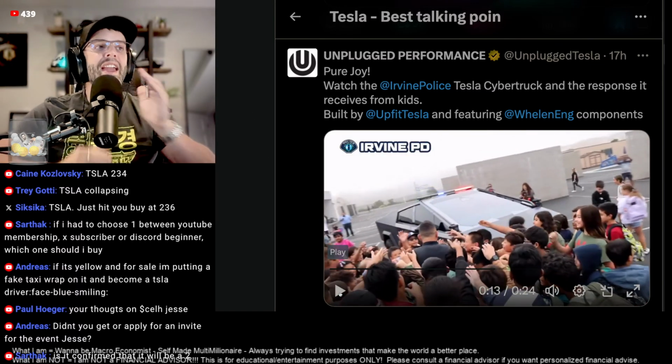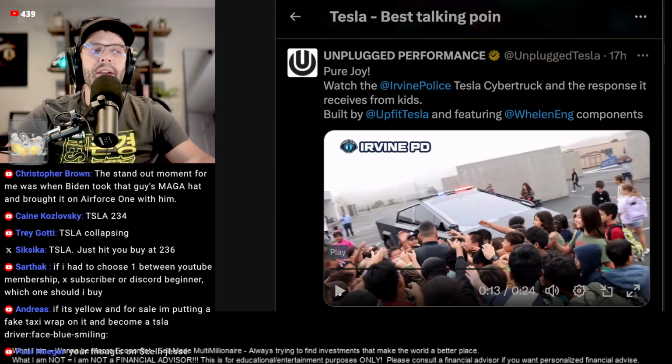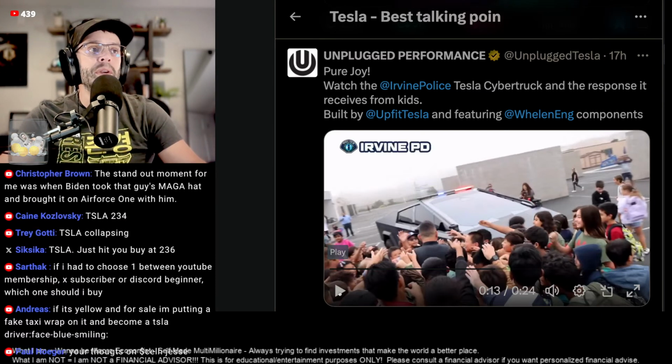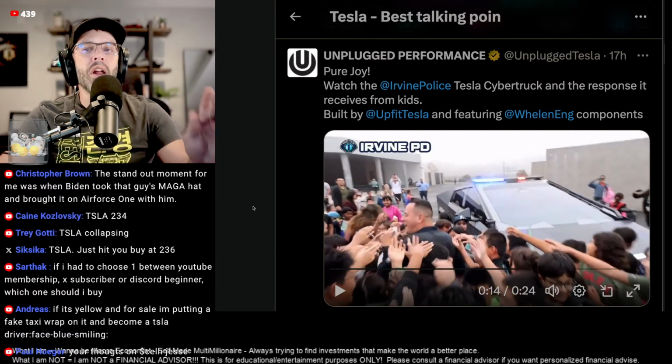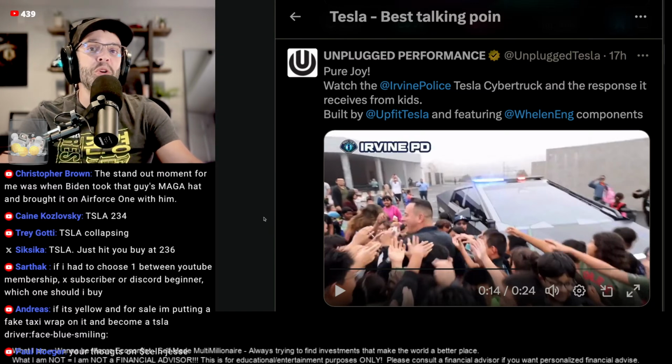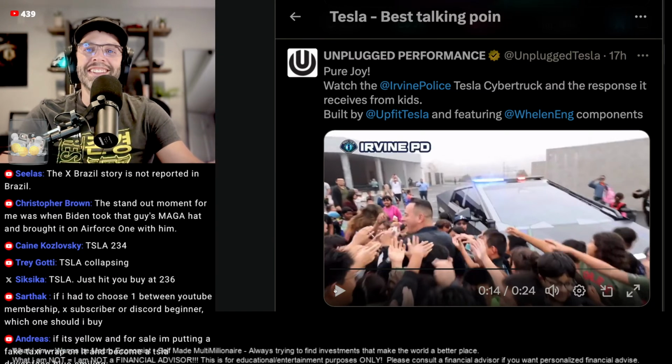There was a kid with his hands over his mouth like he was going to cry. I have had kids cry because they get to see my truck and sit in it. Can you imagine that? Can you tell me what other automaker is out there that isn't like a Ferrari or a Lamborghini where a kid would cry? Can you tell me?